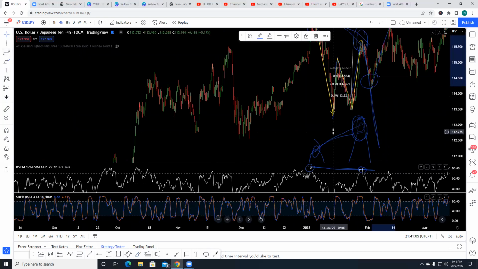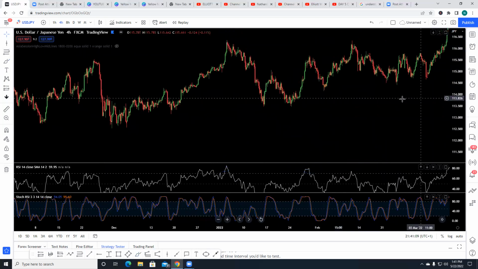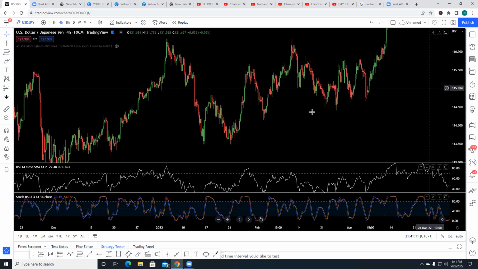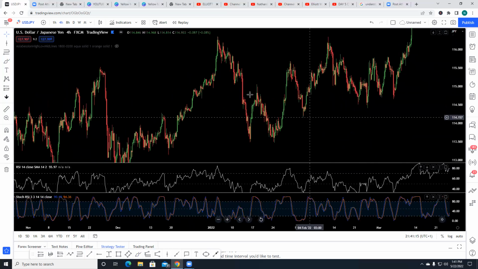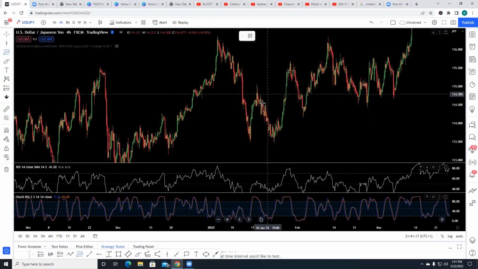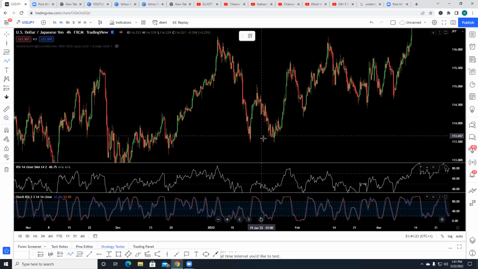Is that clear now, guys? If you don't understand, just watch the video again. You will get it properly. Okay? Now, after this move to the upside, you have a three-wave structure. Do you notice that here is a three-wave structure to the upside?